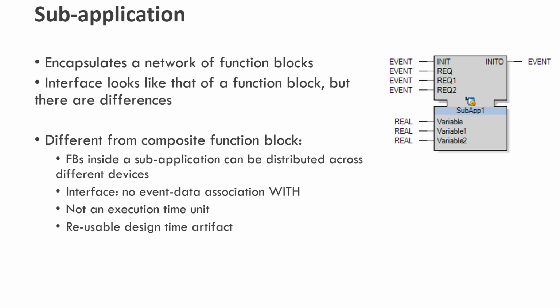The most important feature of a sub-application that differs it drastically from a composite function block is that component blocks inside a sub-application can actually be distributed across different devices. So although it may look like a function block, as a matter of fact, its content can be running in different devices. That is impossible for a composite function block. That is why a sub-application is not an execution time unit. It's only a design time unit, and its boundaries are dissolved and it disappears when the programming tool compiles code into the executable code.